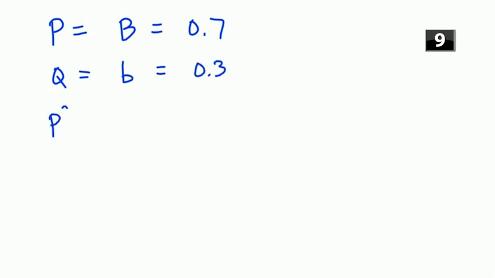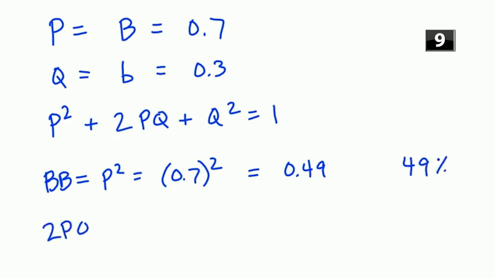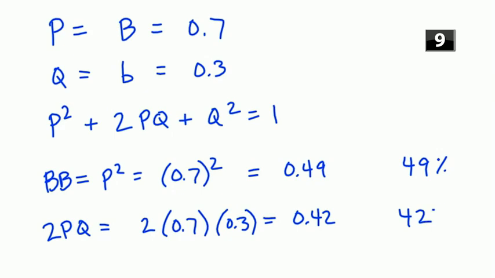Then you use the other equation, p squared plus 2pq plus q squared equals 1. You basically just plug the numbers in. So the frequency of the big B big B is going to be 0.7 squared, and that's 0.49 or 49%. And then the frequency of the heterozygote big B, little b is 2 times 0.7 times 0.3, and that's 0.42, 42%. So that's it. That's really as complicated as it gets for Hardy-Weinberg for Step 1.